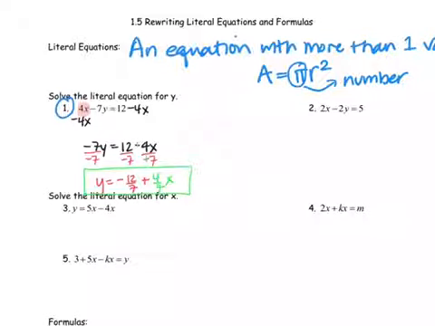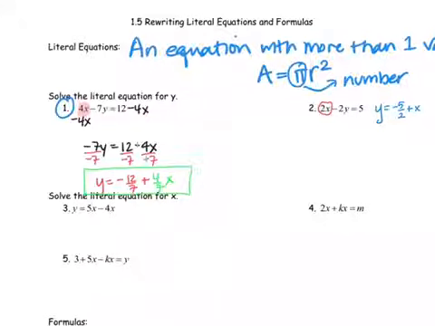Now I want you to try doing number 2 on your own. And again, remember, if we're solving this for y, is there a term that has nothing to do with the y? And that would be this. Since it's a plus 2x, we're going to subtract 2x from both sides. So hit pause, solve this for y, and then you can check your solution.